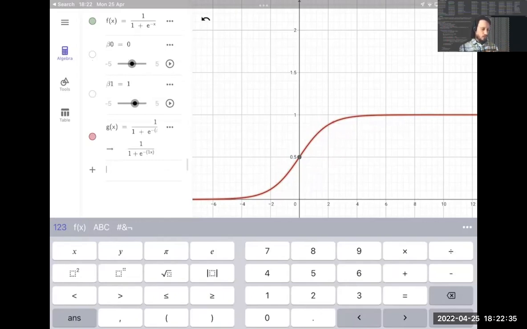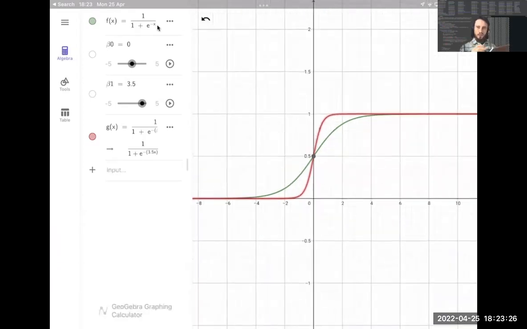And now let us look at what happens if I change beta 1. So beta 1 is a coefficient for x. What do you think happens if I put here not e to the power minus x, but e to the power minus 2x or 3x? What happens with the graph? It becomes more narrow, more close to zero. Those points that are close to zero are even closer, and those points that are close to one are even closer. So you see that if I increase this beta 1, this curve becomes steeper.